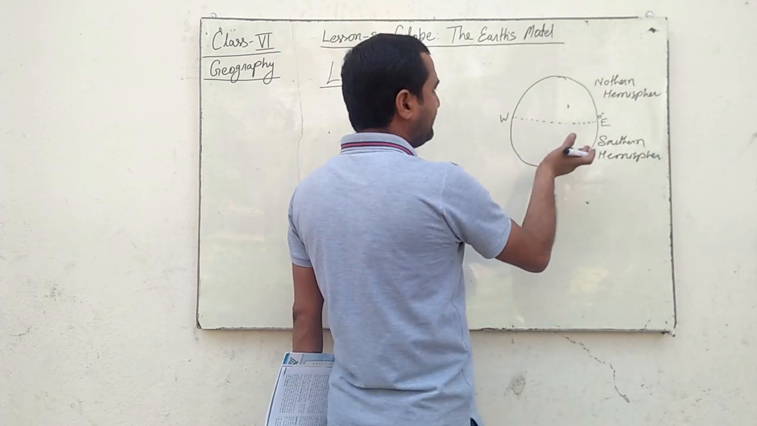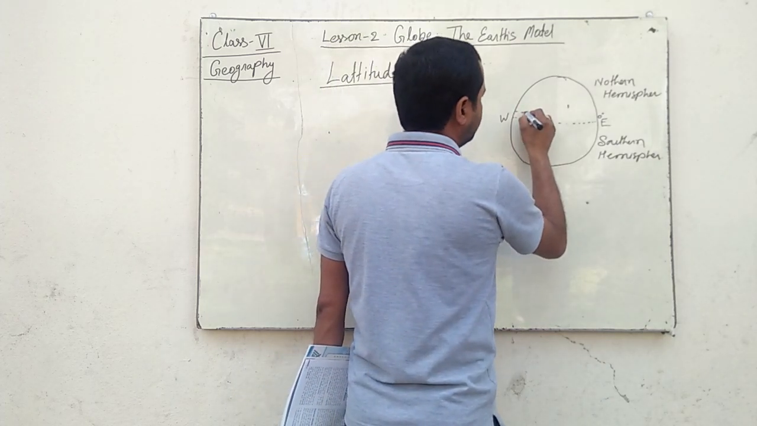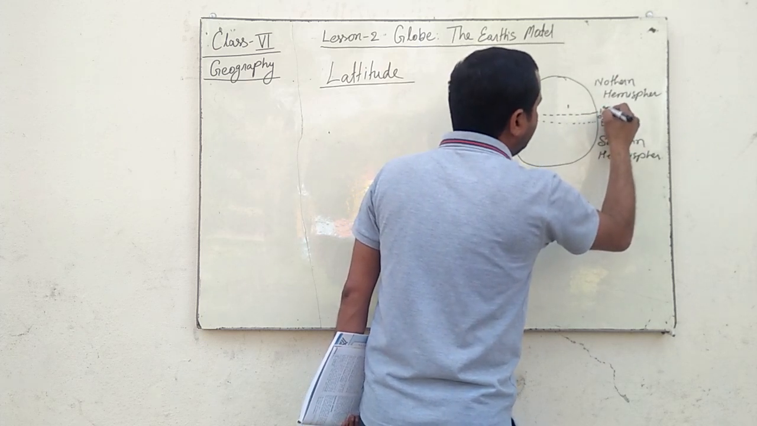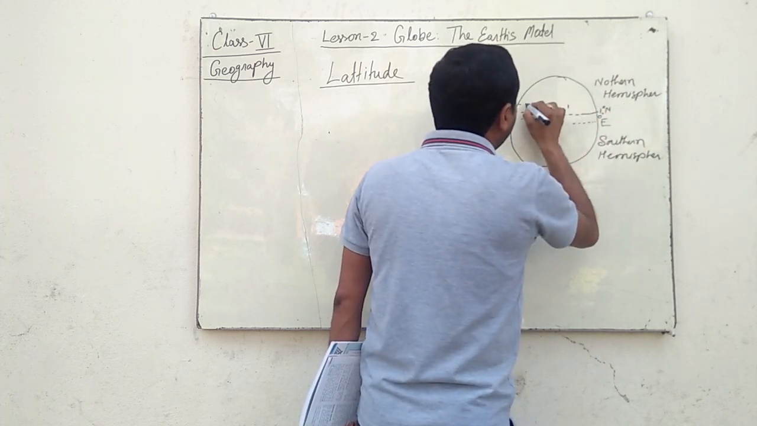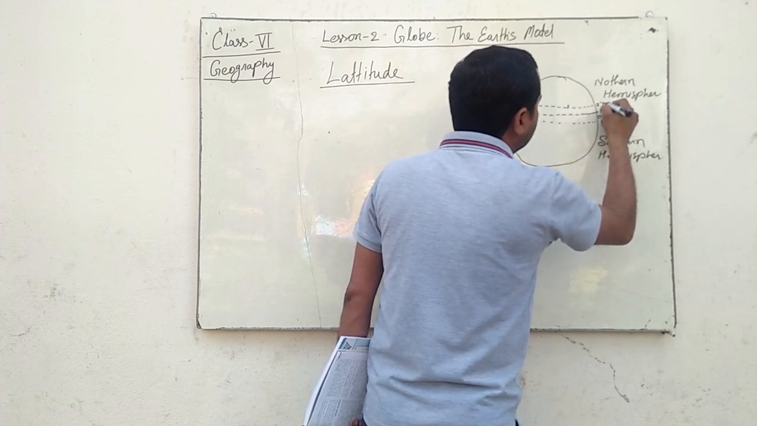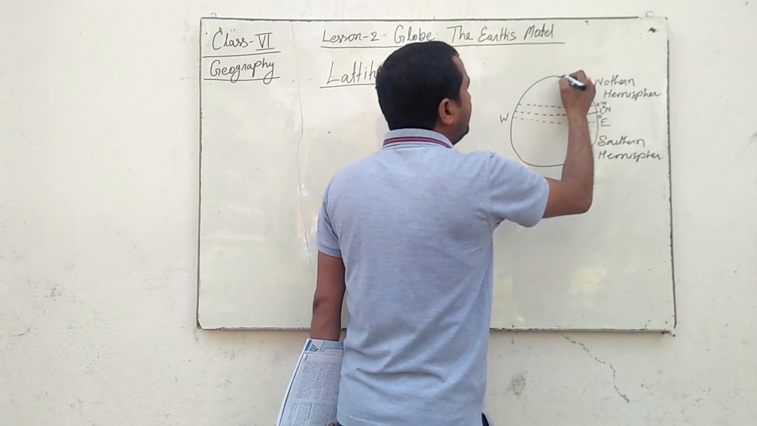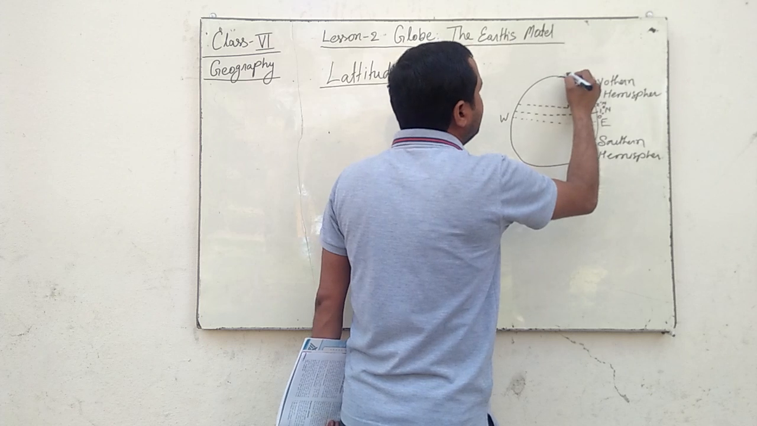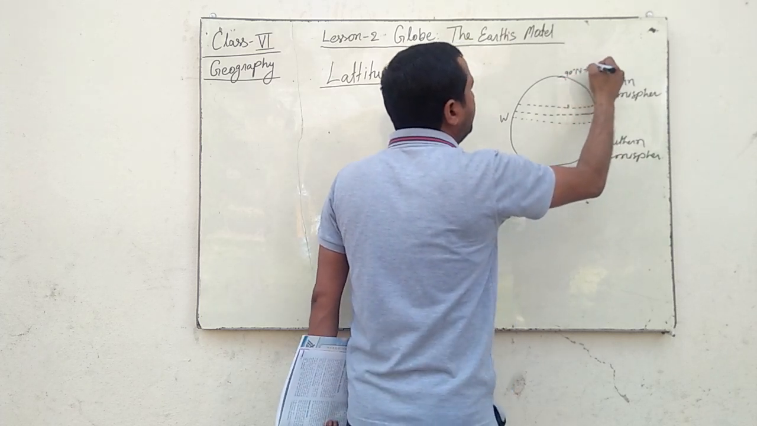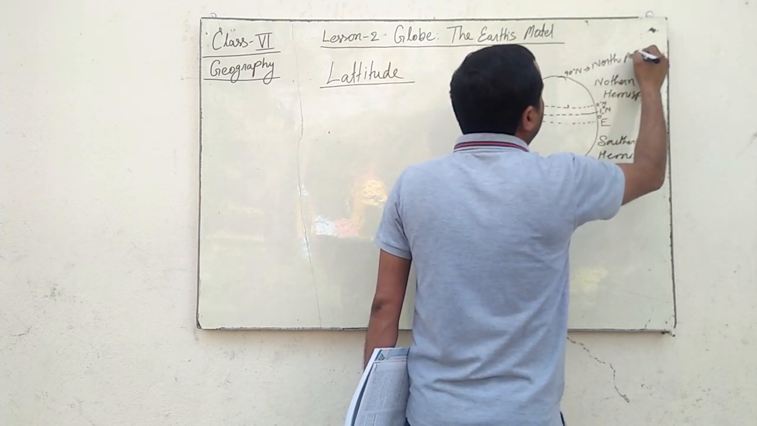Now, at an interval of 1 degree, there is another line. It is marked as 1 degree north. Again, after 1 degree, it is 2 degree north. In this way, towards the north, the last line is here, that is 90 degree north, and it is called the North Pole.